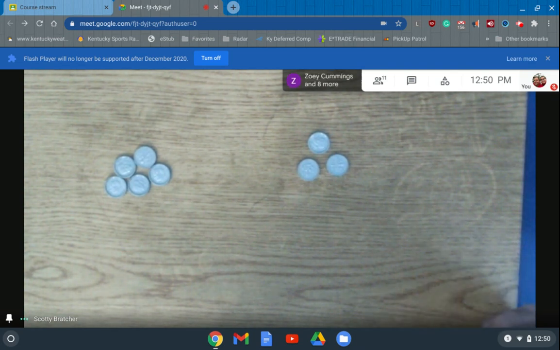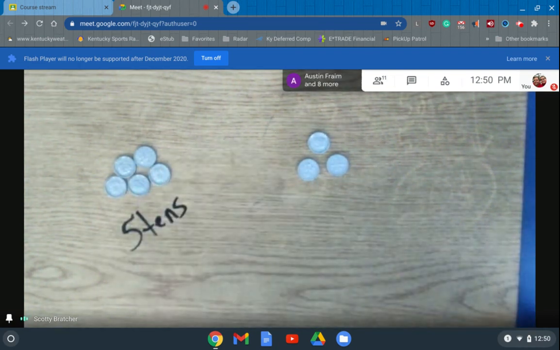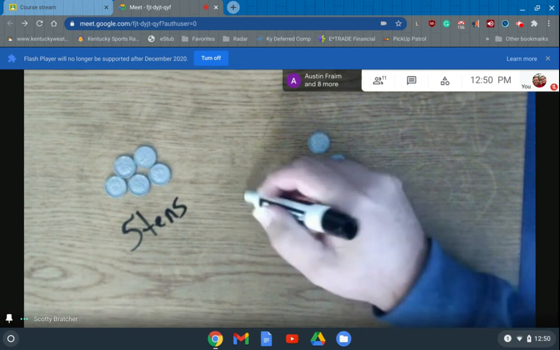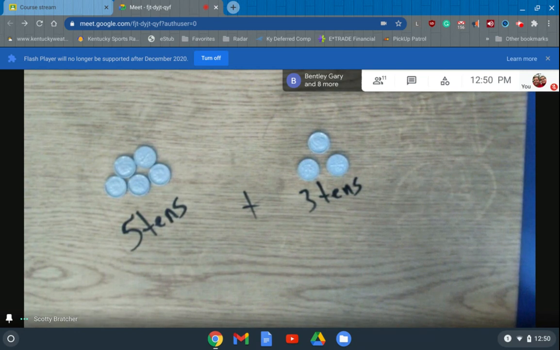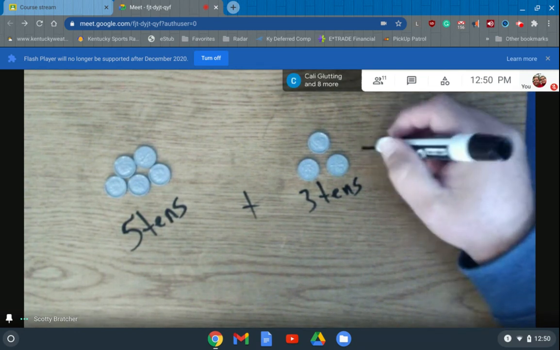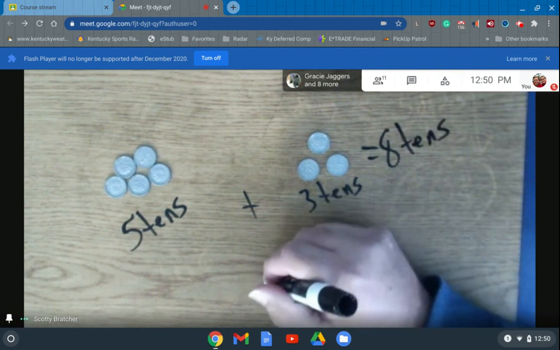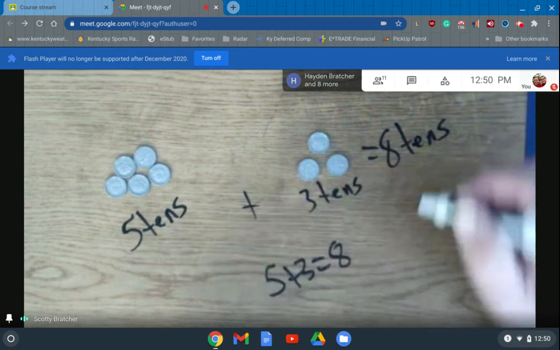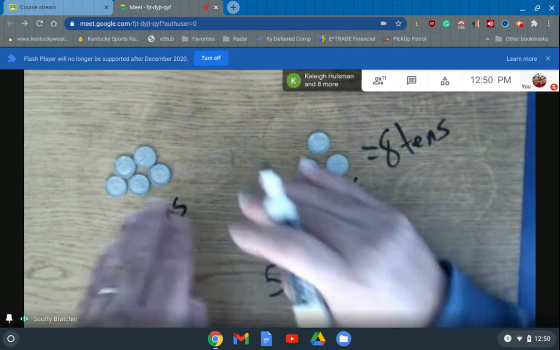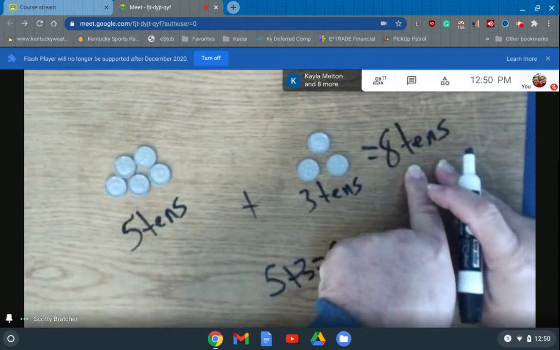5 tens. Plus 3 tens. Equals 8 tens. And so you used the fact of 5 plus 3 equals 8, didn't you? Yeah. Okay. So that's what I call the tens way. That's what it looks like here. And when I scoot them all together, it's going to be a picture of 8 tens.